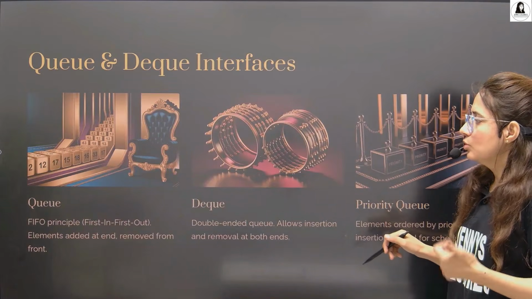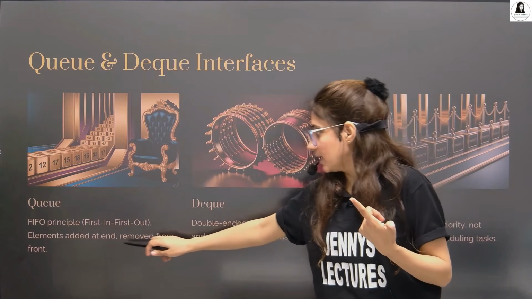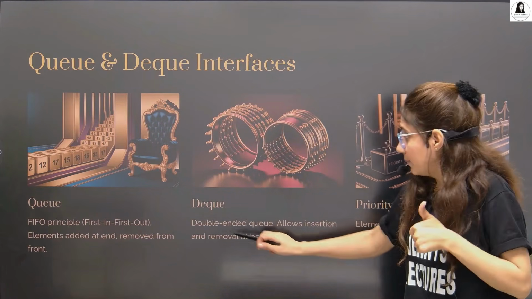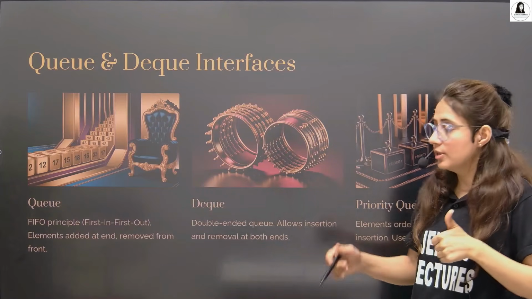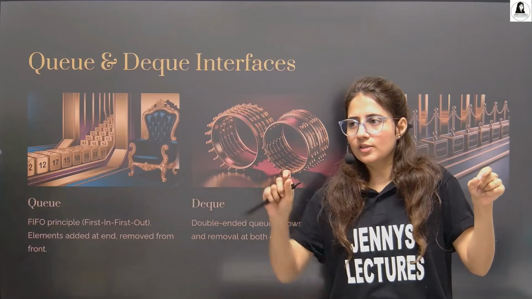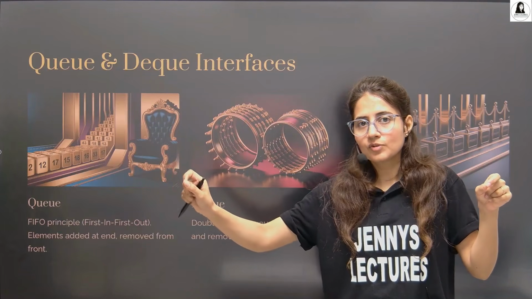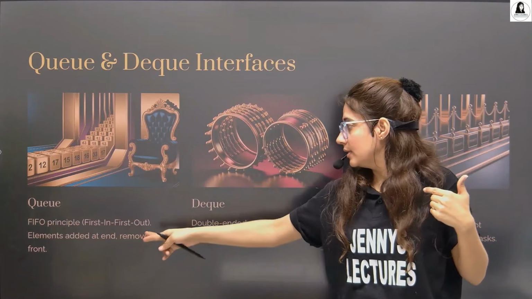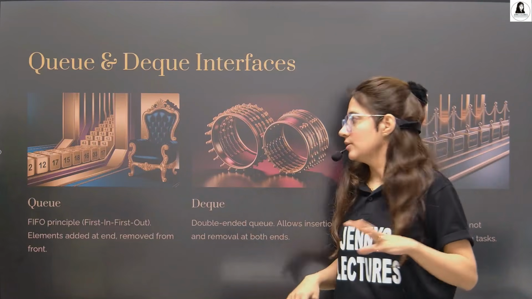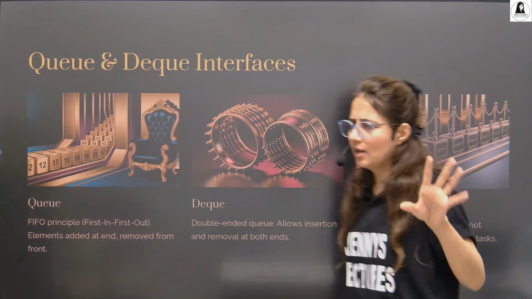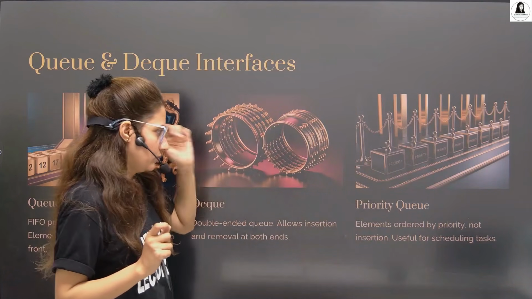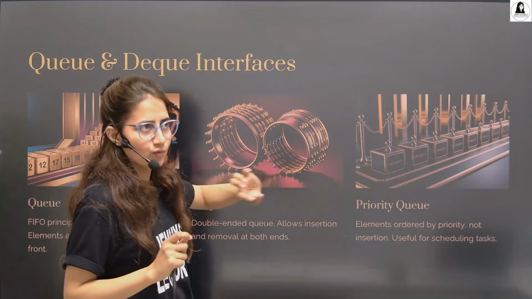Queue and Deque. Queue follows the FIFO principle: elements are added at the end and removed from the front. Deque is a double-ended queue. It allows insertion and removal from both ends. In a queue, one end is for insertion and one end is for deletion. From the rear, you can insert, and from the front, you can delete. In a deque, you can use both ends for insertion and deletion. Priority queue elements are ordered by priority, not by insertion. It is useful for scheduling.